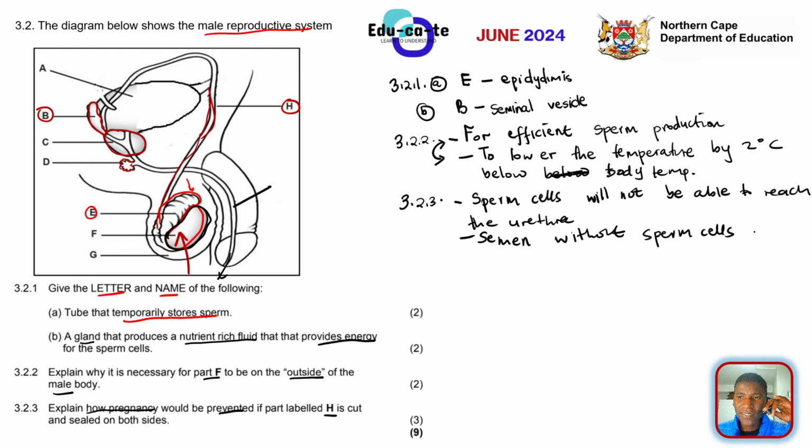So semen without sperm cells will be released. Okay, so basically the male can do the copulation, but the semen that will be released from that male will not have sperm cells.